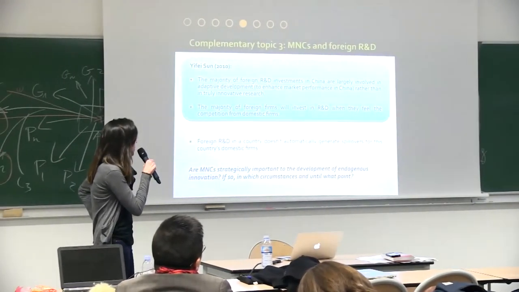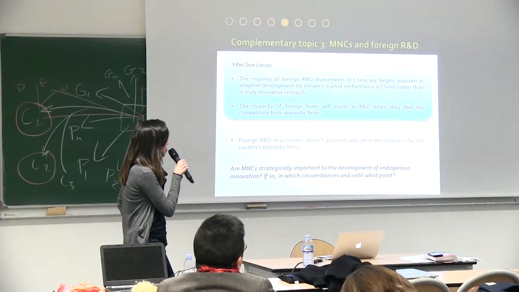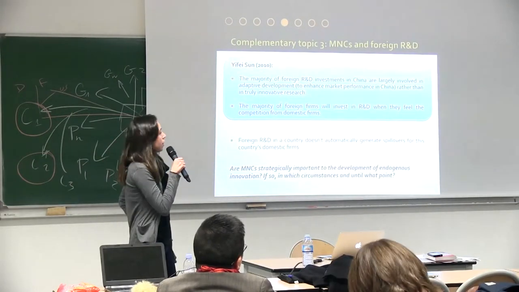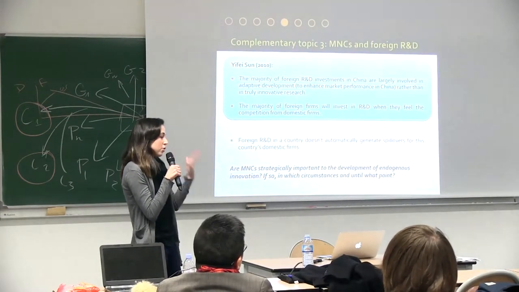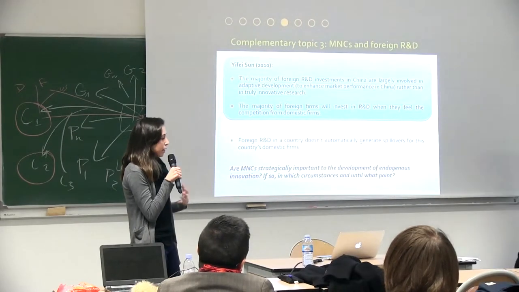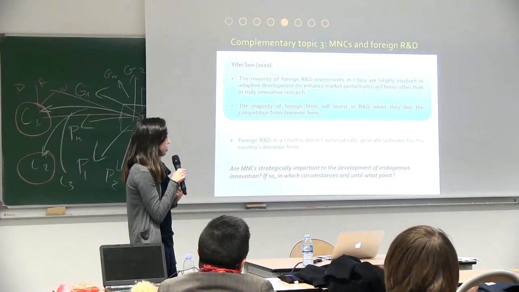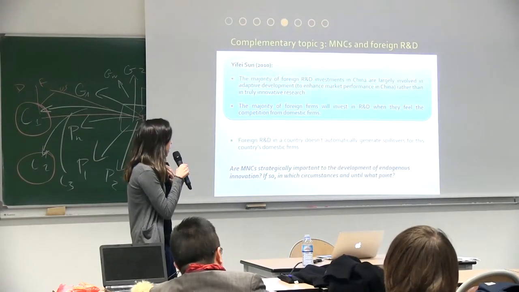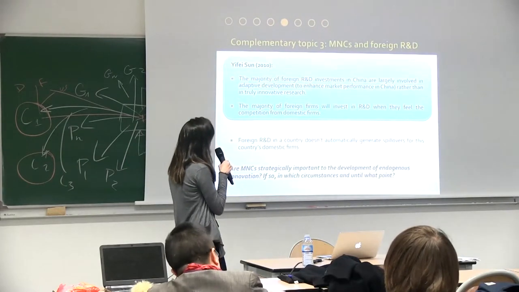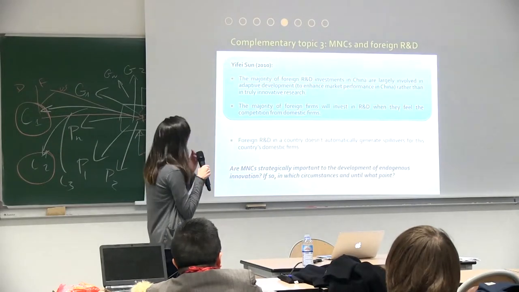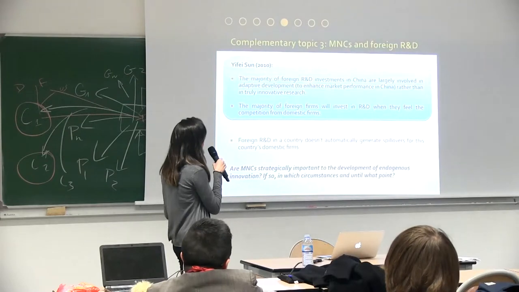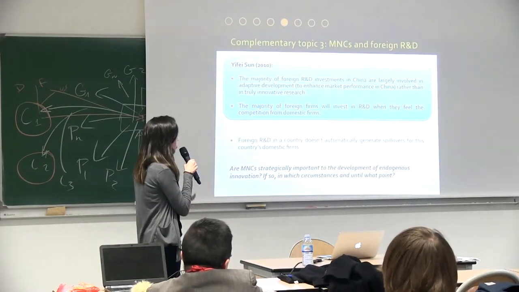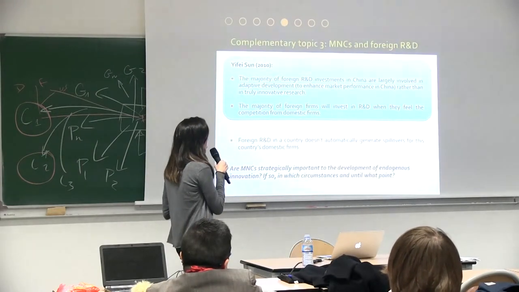Okay, the third complementary topic is about multinationals and foreign R&D. Everyone knows that there are a lot of multinational companies in China. It was stated before that multinational companies in China mostly bring the capacity for assembly and processing work. And regarding the multinational companies' R&D activities in China, the scenario is actually not promising either. This article makes two important points about foreign R&D in China. First, the majority of foreign R&D investments in China are in adaptive development rather than truly innovative research. And the majority of foreign firms will only invest in R&D when they feel the competition from domestic firms.